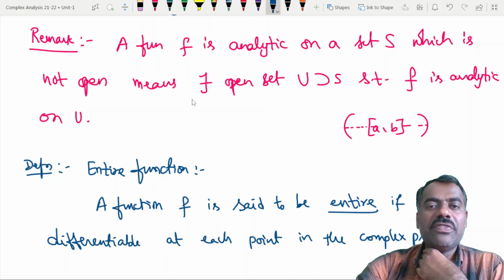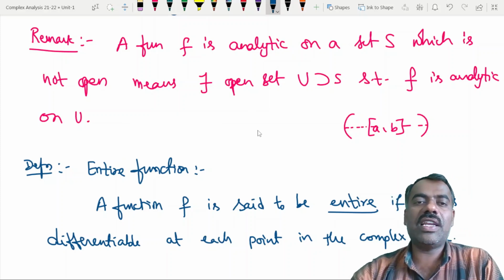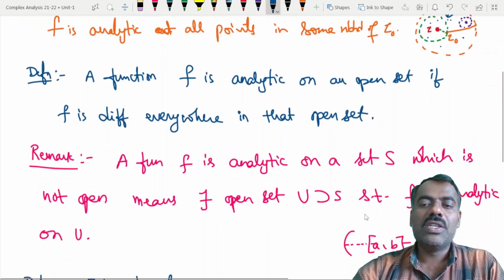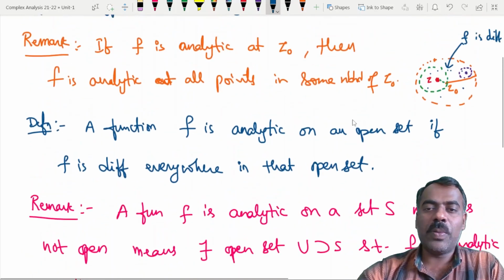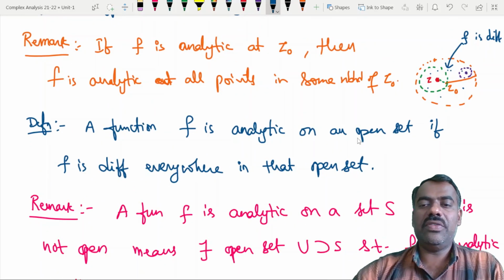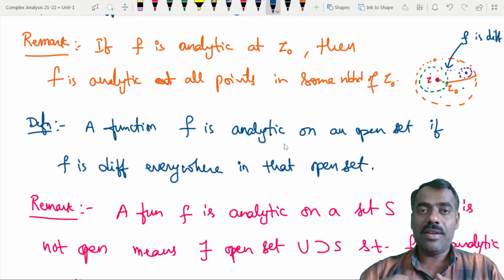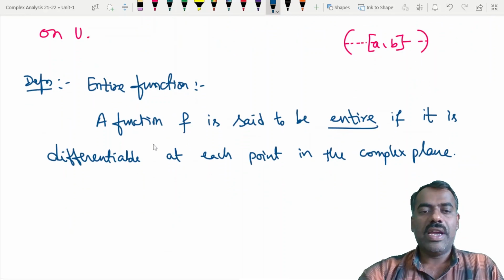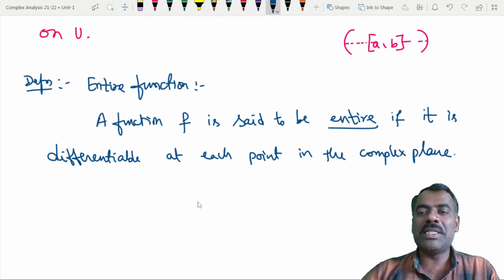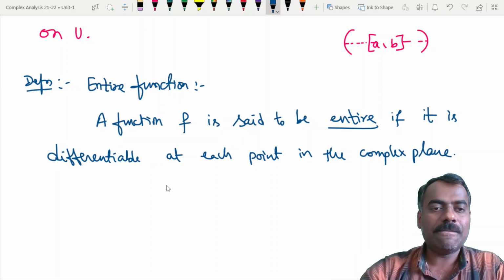What is meant by analytic function? We define analytic function at a point and on an open set. So on that set, it should be differentiable. So if you take your open set U as your entire complex plane, then an analytic function on the entire complex plane is called an entire function. Is that clear? It is differentiable everywhere in the complex plane means it is an analytic function on the complex plane, right? Yes or no?